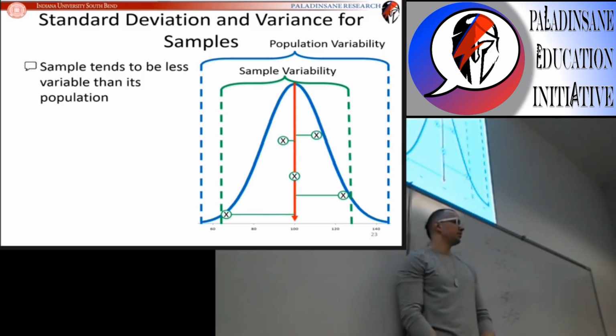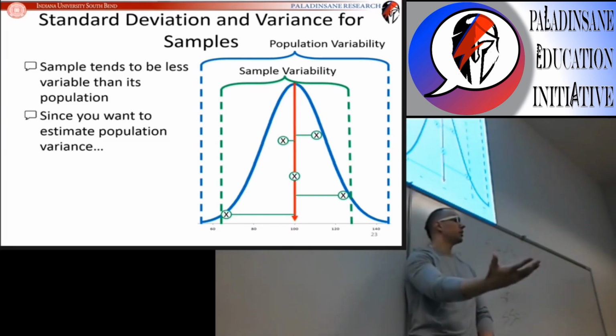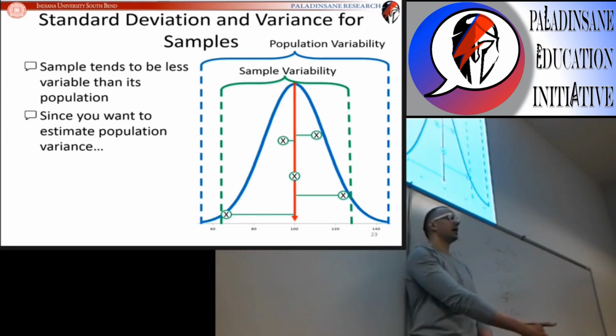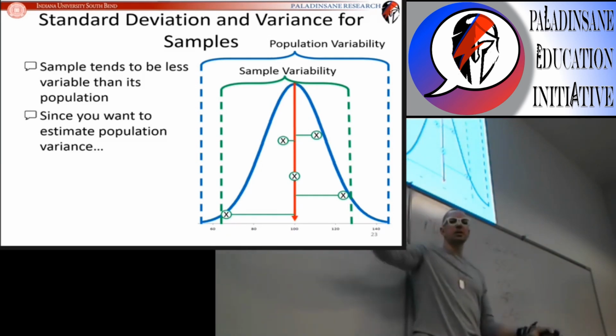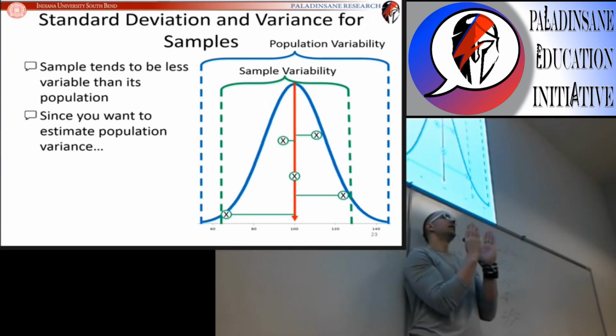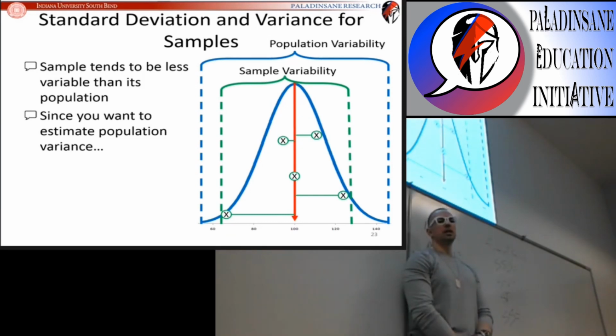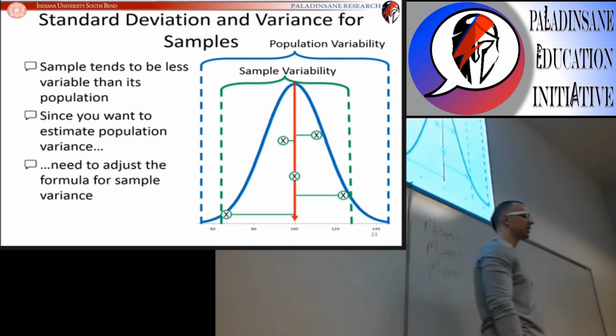And that's a problem because we want to know things about the population by looking at the sample. We want to estimate the variability of the population by looking at the variability of the sample. We take a look at the sample to say things about the population. So the fact that the sample is biased to be less variable than the population means that we need to adjust our formula. We need to change the formula for sample variance so that it becomes a true predictor of what the population variability is.